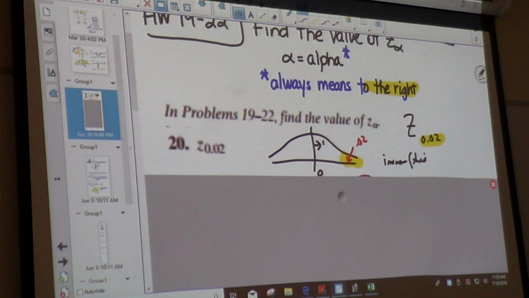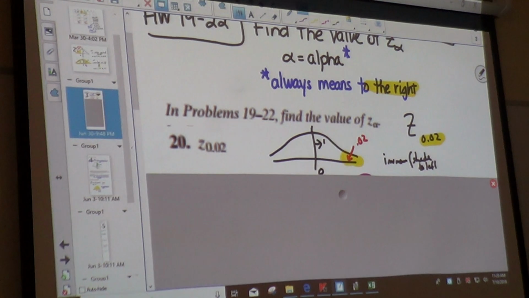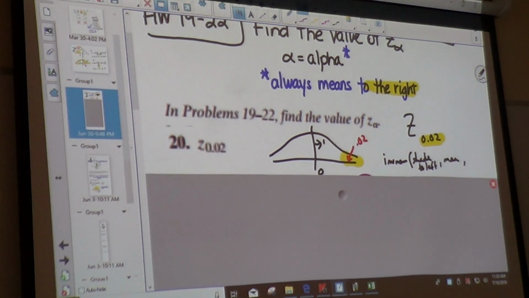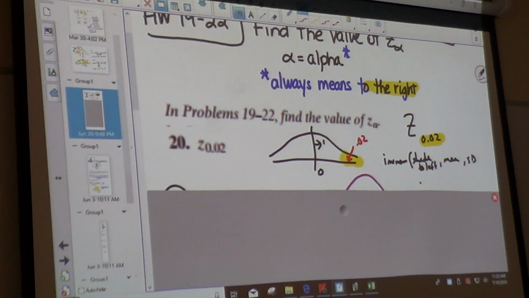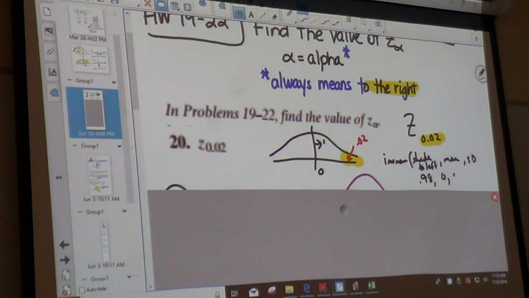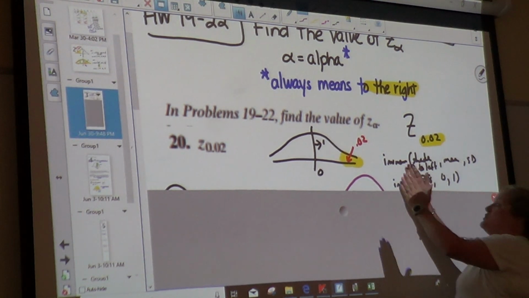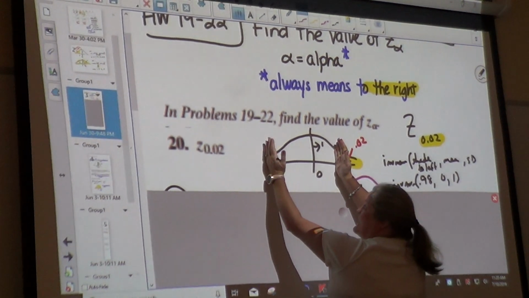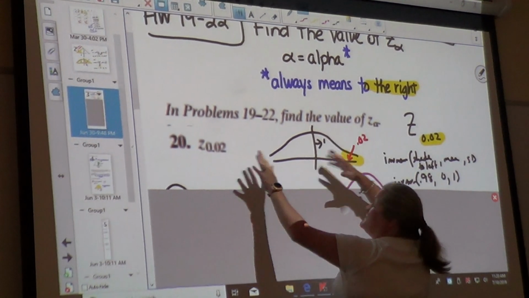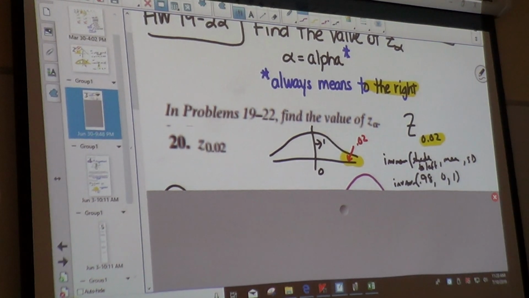We're going to do shade to the left, mean, and standard deviation. So what is my shade to the left going to be? 0.98. And the mean and standard deviation, 0 and 1. As long as you know what that terminology is, it's exactly what you've been doing. So if this is 2 cents or 2%, this is going to be 98%. It's always your shade to the left when you're doing inverse norm.